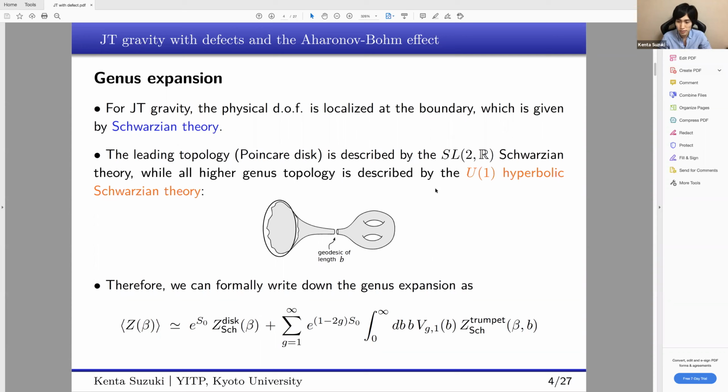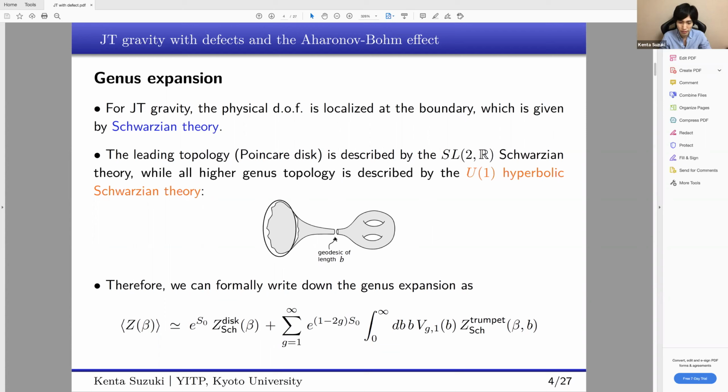While for higher genus contributions, we can artificially split into two pieces. So this picture is for the genus 2 contribution. And the only physical degrees of freedom are located at the physical boundary of this manifold. So these wiggly lines represent physical degrees of freedom.